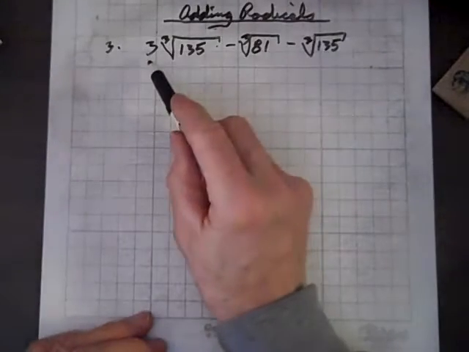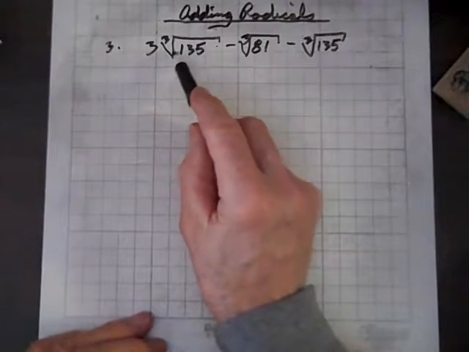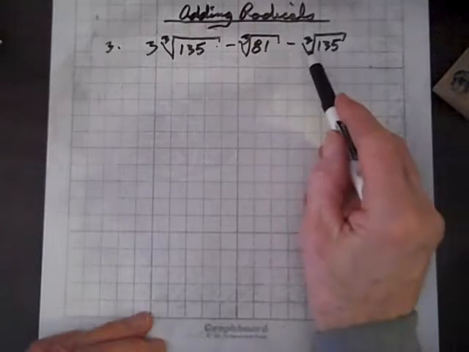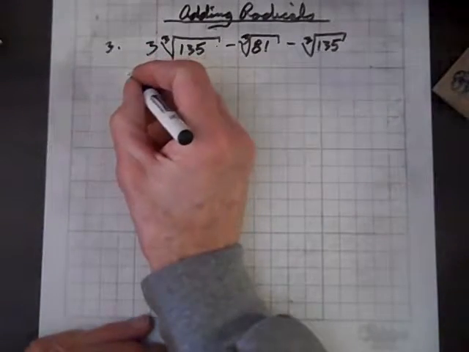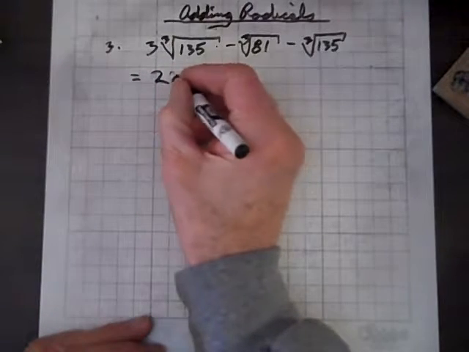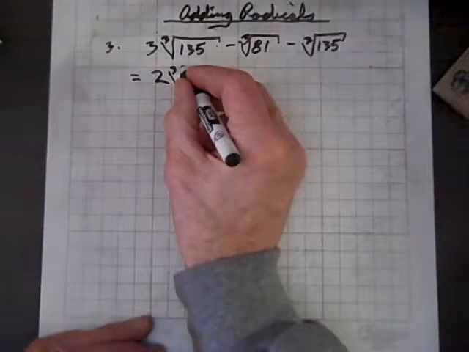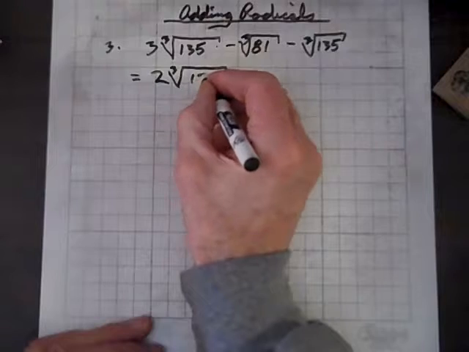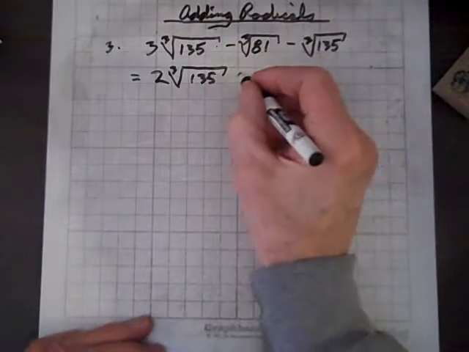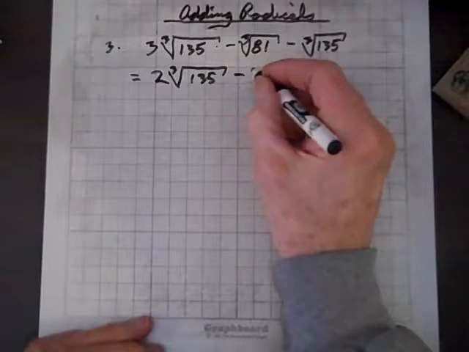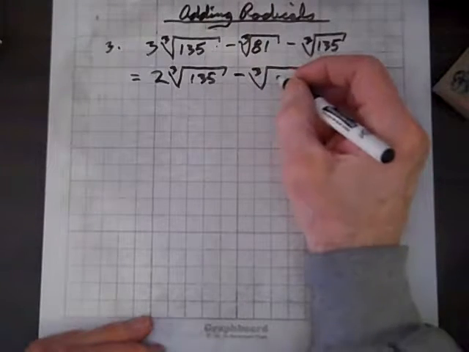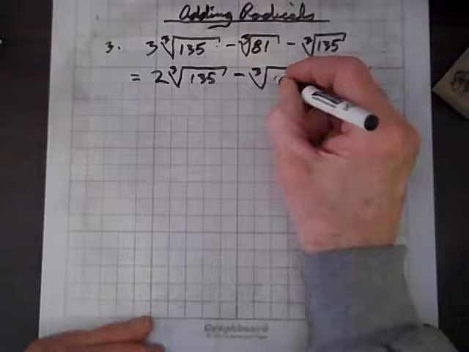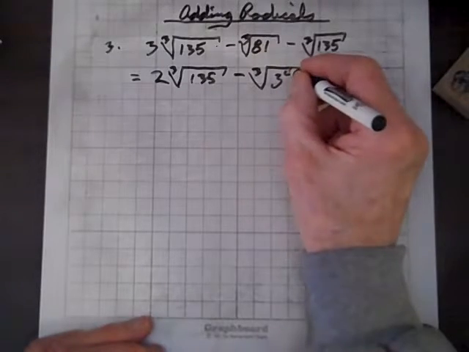Well, here's another set of radicals to add up. And notice we have two like terms here. 3 times the cube root of 135 minus the cube root of 135. Will that equal 2 cube roots of 135 minus 3 times the cube root, and 81 is the same as 3 to the 4th.